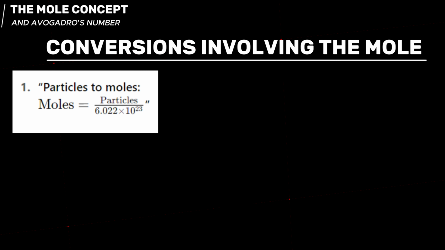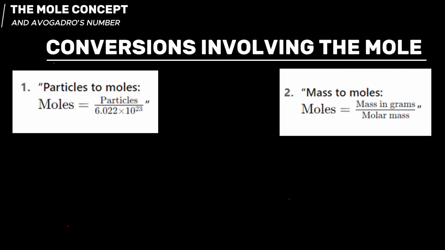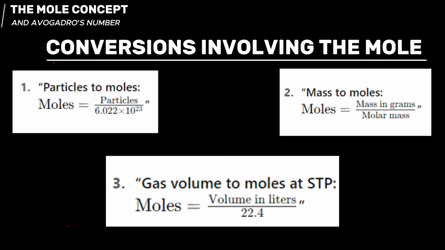Another important formula is how to convert the mass to mole. See the number of moles equal to mass in gram all over the molar mass. See the very third important formula, if you want to calculate the gas volume measured at standard temperature and pressure. So the formula is moles equal to volume in liters or dm cube, because 1 dm cube equal to 1 liter, all over 22.4. That's the volume occupied by a gas at STP.